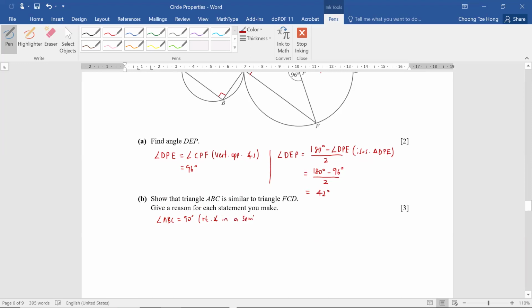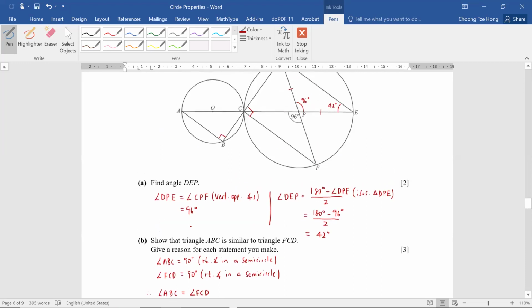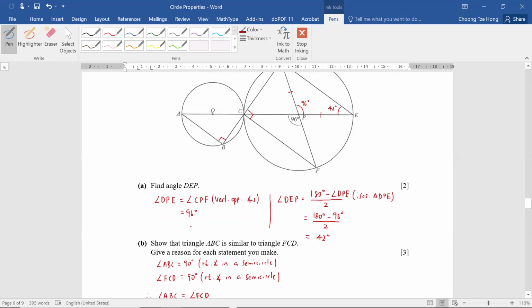Then the next one will be angle FCD, also 90 degrees. This is also a right angle in a semicircle. Therefore, we have our first A already: angle ABC equals angle FCD. We need to have one more pair of angles that are equal.